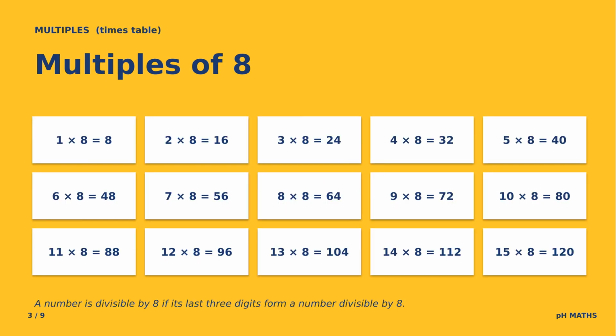Multiples of 8: 8, 16, 24, 32, 40, 48, 56, 64, 72, 80. Divisibility test for 8. Look at the last 3 digits of any number, and if those 3 digits form a number divisible by 8, the whole number is. So 1000 divides by 8 because the last 3 are 0, 0, 0, which is 0, which divides by 8. Useful for big number factor work.